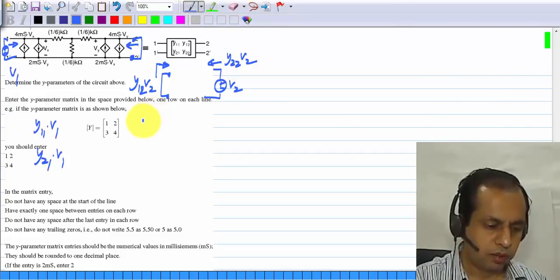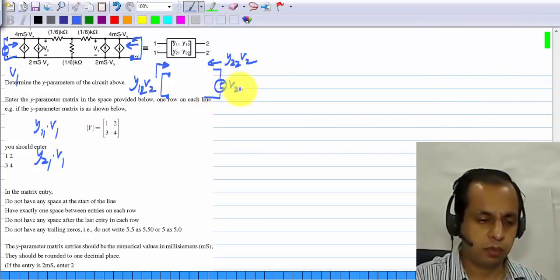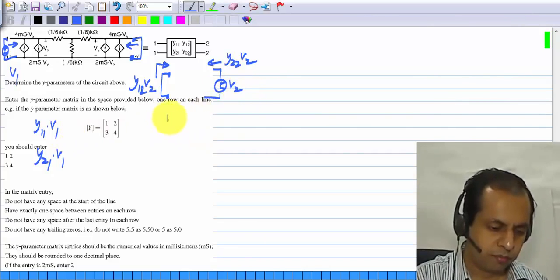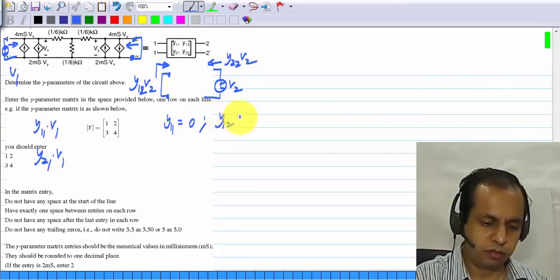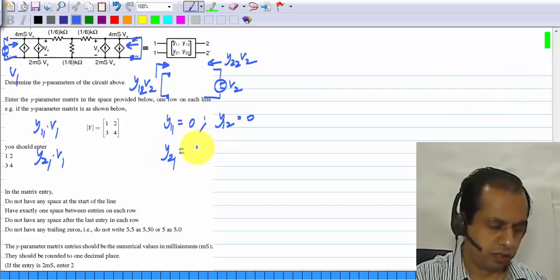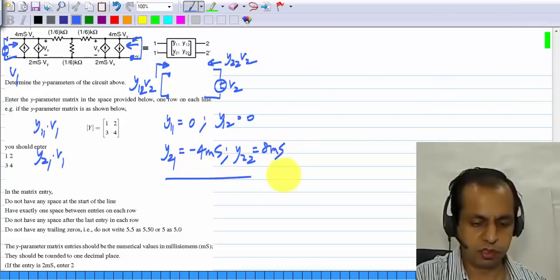Now if you evaluate it, you will find that basically Y11 will be 0, Y12 will be 0, Y21 will be minus 4 millisiemens and Y22 will be 8 millisiemens.